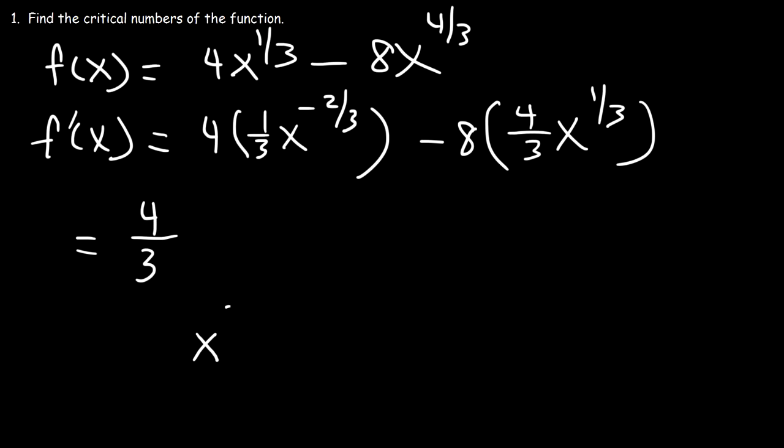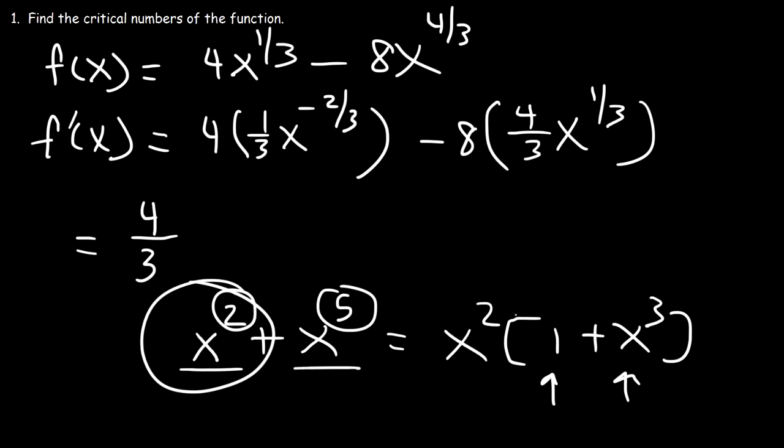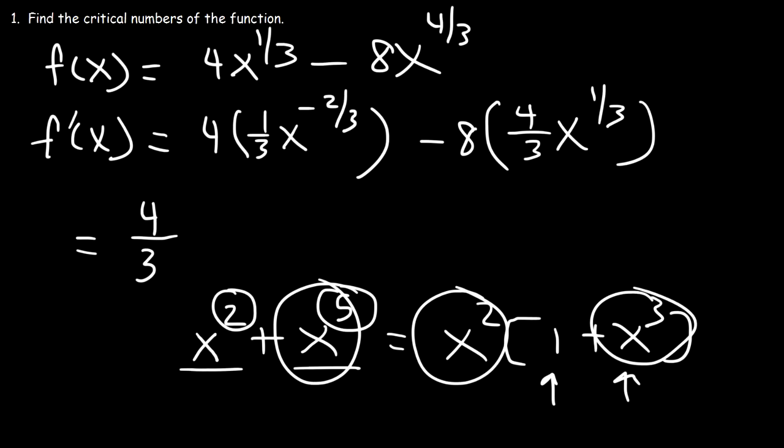So let's say if we have x squared plus x to the 5th power. If you have to factor this expression, what would be the GCF of these two terms? It's going to be the lowest of the two numbers, so it's going to be x squared, and you'll get 1 plus x cubed. Now the way you get these numbers is you need to divide. You divide x squared by x squared, that gives you 1. And for the second one, if you take x to the 5th power divided by x squared, that will give you x cubed. Well, we'll need to apply the same principle here.